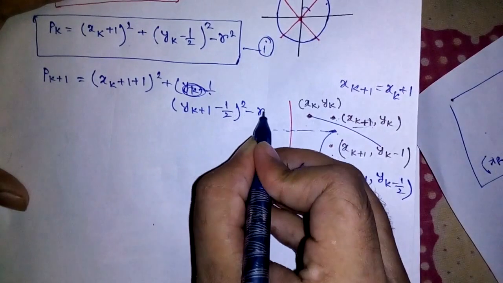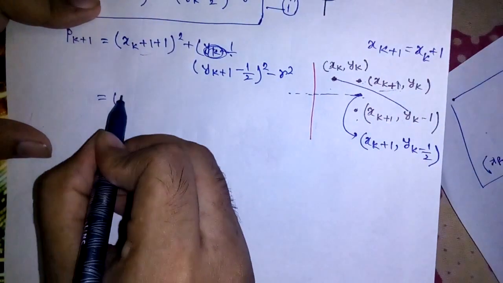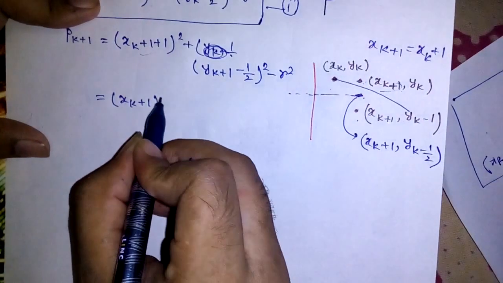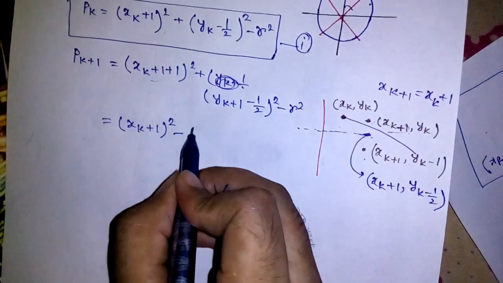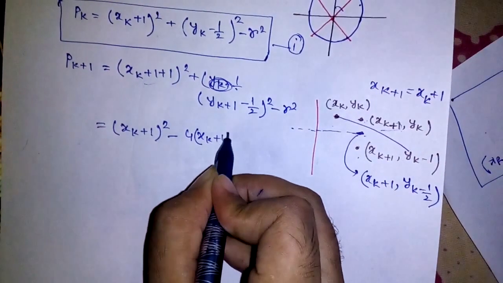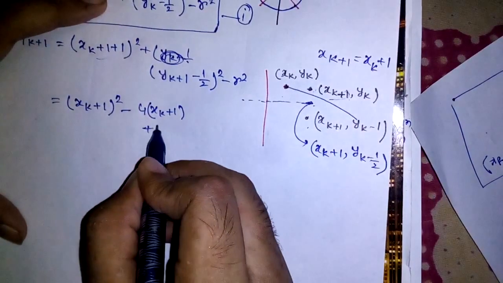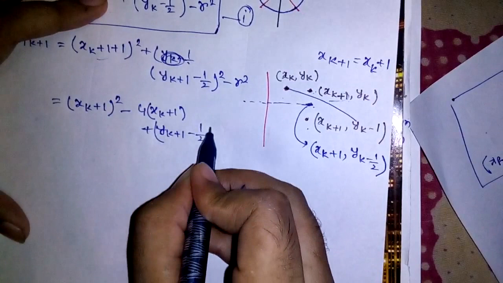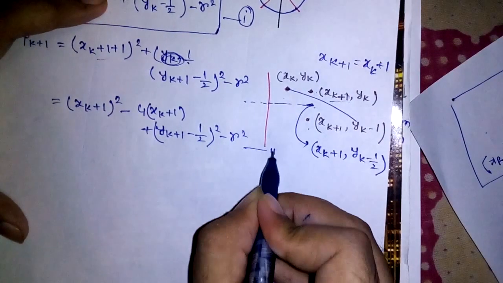square minus r square. Now I can expand this term further, like xk plus 1 square minus 4 xk plus 1, isn't it? And this one I should keep as it is, xk plus 1 minus 1 by 2 square minus r square. Now let's name it as equation 2.